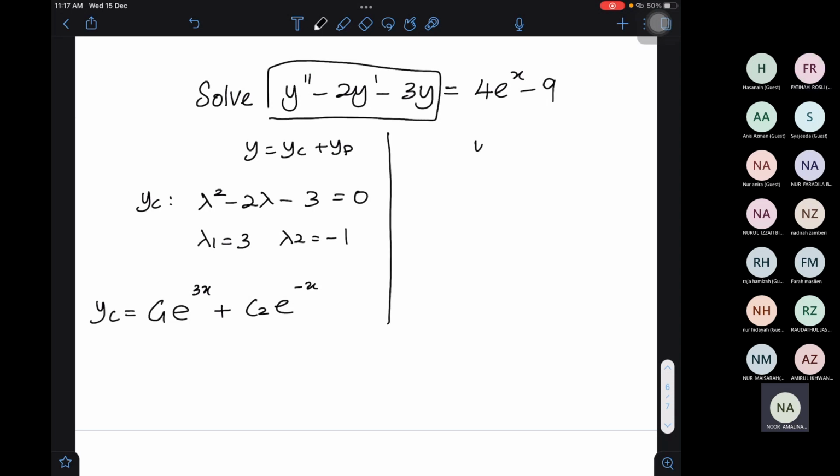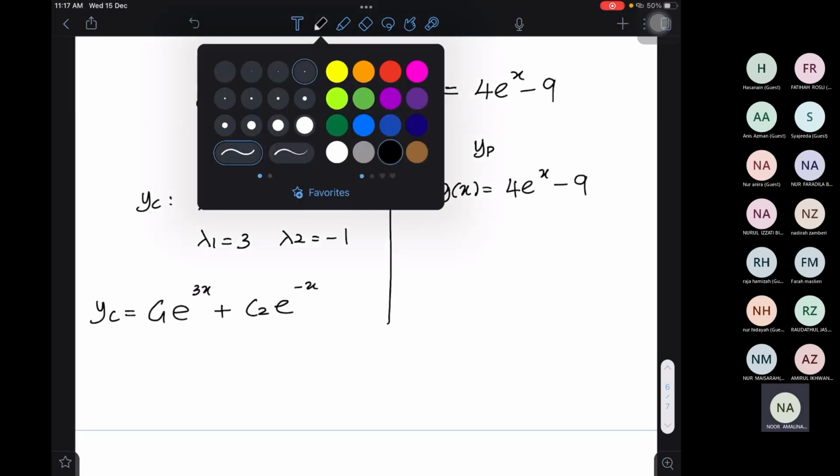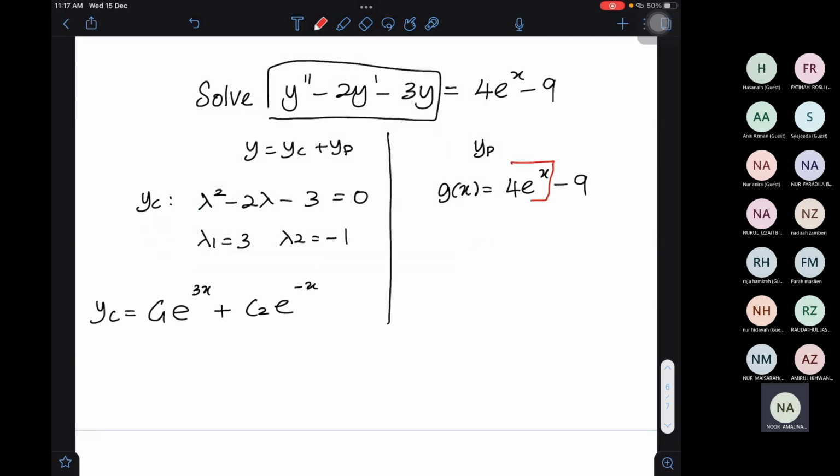Sekarang kita nak cari kita punya yp dengan menggunakan annihilator approach. So apa kita punya g(x)? g(x) kita adalah 4 eksponen x tolak 9. So dekat sini awak ada dua function. Satu function eksponen, satu function polinomial. Kita cari dulu apa differential operator untuk polinomial. Polinomial ni sebenarnya ada x kuasa kosong dekat belakang.